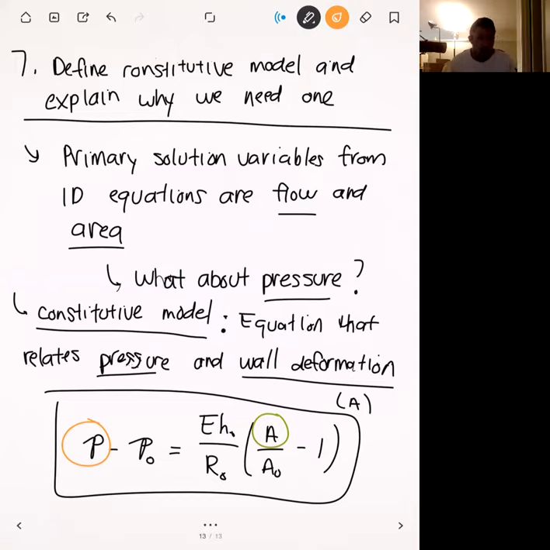Pressure isn't something that's immediately solved for in our 1D equations, so the constitutive model gives us one more equation that we need in order to solve for that pressure. And you have options here. We have different constitutive models developed by different people, and you can use whichever one you think is best for your problem. Of course, we're not able to go in depth about the different constitutive models, but that's something you can study further.